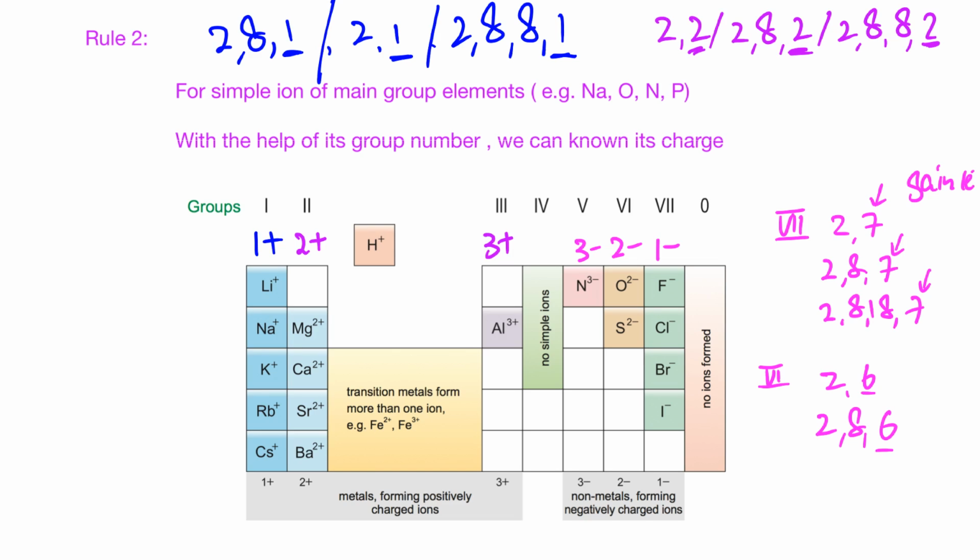Okay, by doing so, we can help a lot already. So some of you may ask, how about 4? Okay, you got 2, 4 or 2, 8, 4. We gain 4 electrons or lose 4 electrons. Sorry, this one, we don't have simple ion.